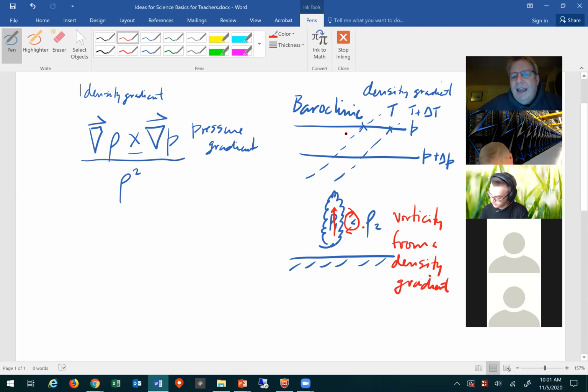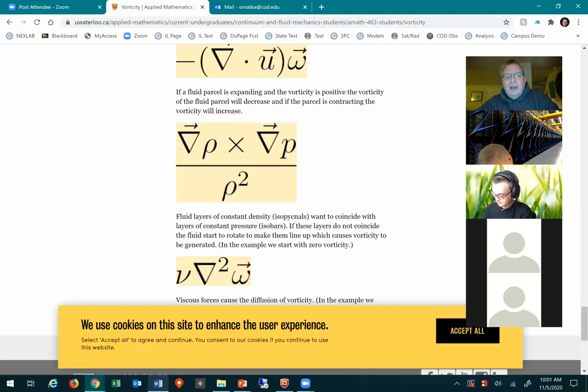Which means anytime you've got a density gradient, you are generating vorticity. Baroclinic says you've got vorticity. Vorticity means circulations. So go back to here. It says fluid layers of constant density, isopycnal, want to coincide with fluids of constant rotation. If they do not, in other words, there's gradients, the fluid starts to rotate to make them line up, which causes vorticity to be generated.